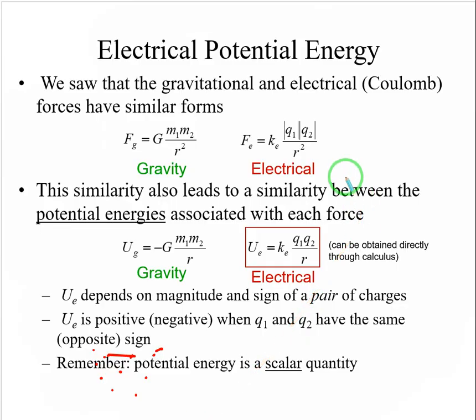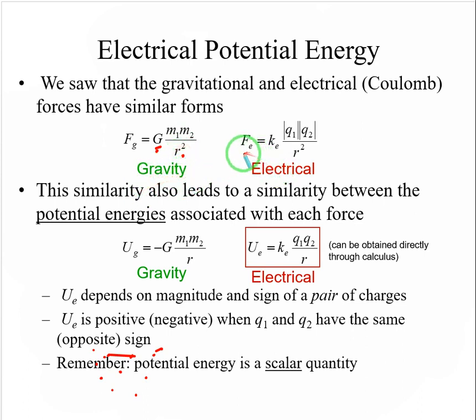So now coming to the electric potential energy. In electric potential energy, first we need to compare the gravitational force and electrical force, Coulomb's law. There are some similarities between gravitational force and electrical force. If you look at the formula of gravitational force, we have a constant, two masses, and a distance between them.